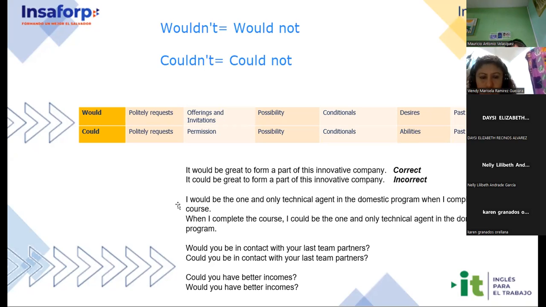Veamos en la siguiente. Veamos en the next one. I will be the one and only technical agent in the domestic program when I complete the course. Here we have a condition, right? After this word, when, we have a condition, right? When I complete the course. Y si lo vemos de este lado, ya cambiando el orden y poniendo could, diría, when I complete the course, I could be the one and only technical agent in the domestic program. Okay?